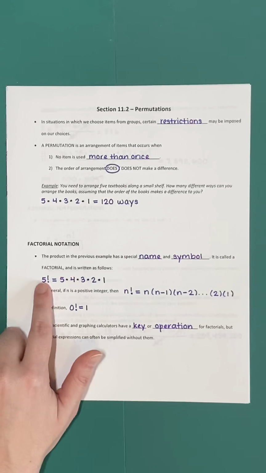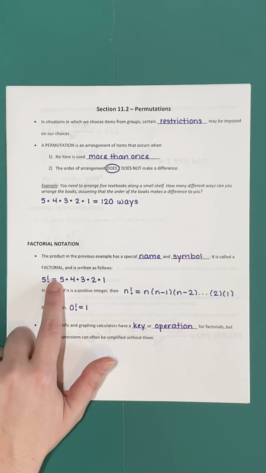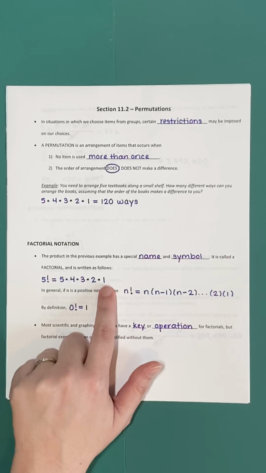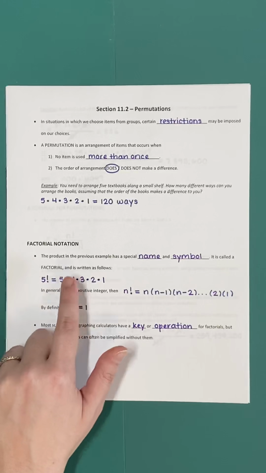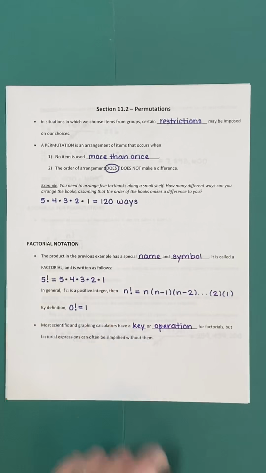And what this means is take 5 and then multiply all the integers, all the whole numbers less than 5, all the way down to 1. So 5 factorial would be 5 times 4 times 3 times 2 times 1. 6 factorial, for instance, is 6 times 5 times 4 times 3 times 2 times 1.